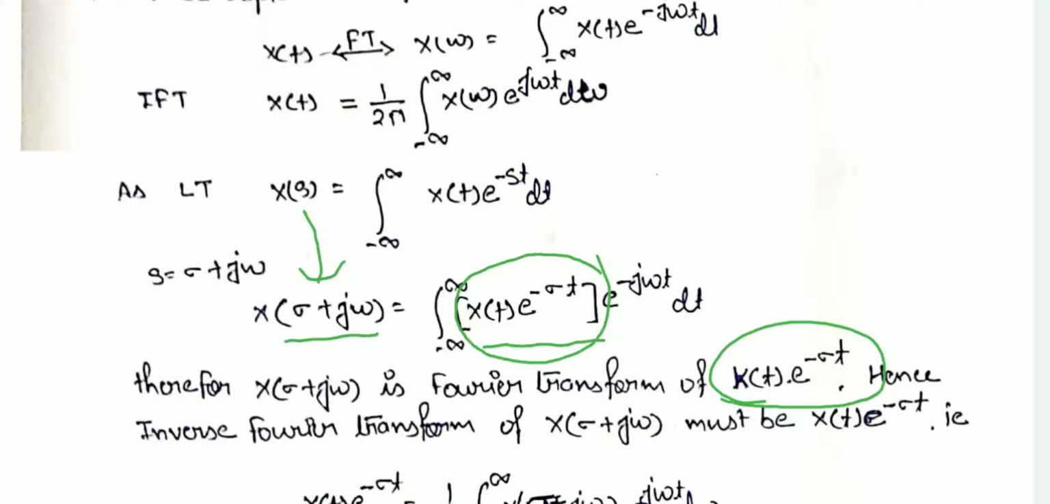If we find the inverse Fourier transform of this function, then for the Fourier transform of x(t) we get x(t). But here the signal is x(t) e to the power minus sigma t, so the inverse Fourier transform becomes x(t) e to the power minus sigma t, with X(sigma plus j omega) e to the power j omega t.